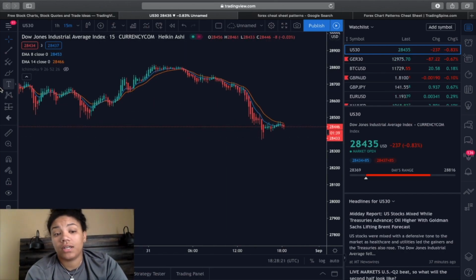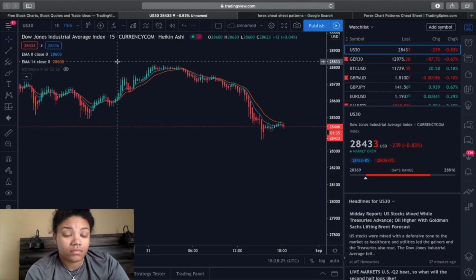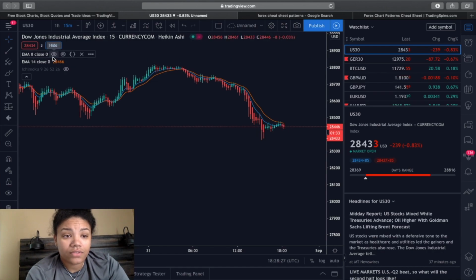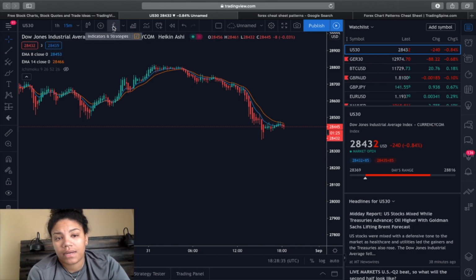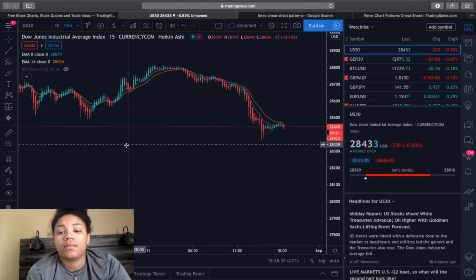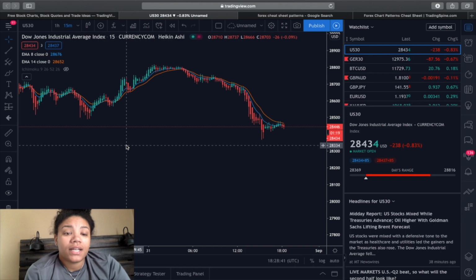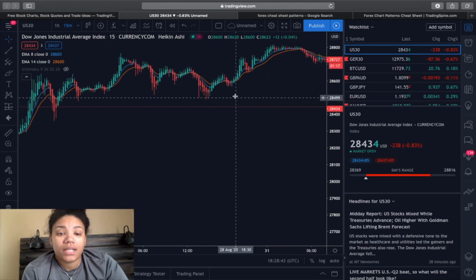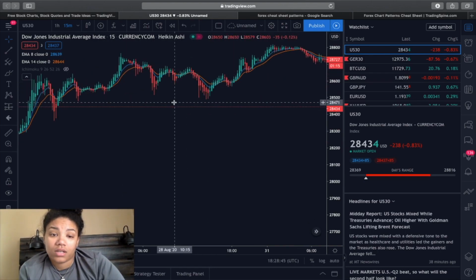So I go to a 15-minute time frame and I'll just mark up my support and resistance. Before I start, I do have two EMAs on my charts already, and one is 8 and the other one is 14. So you just click on it by going here and then type in moving averages and then it'll pop up. So when I'm looking at the EMAs, I'm looking at when they cross.